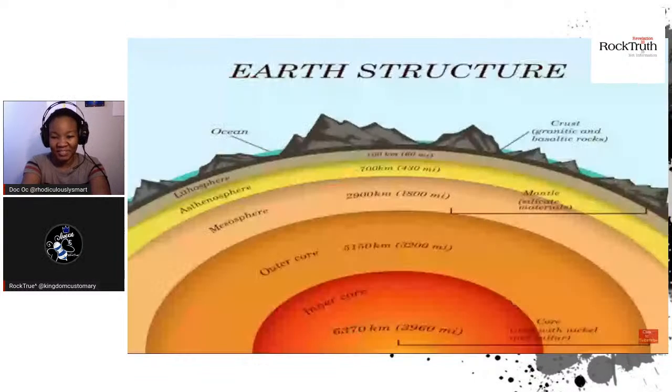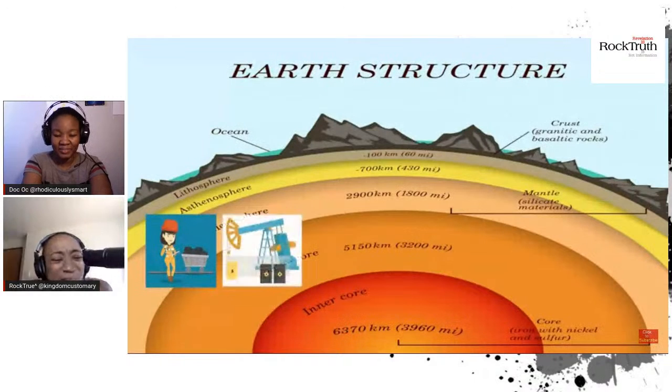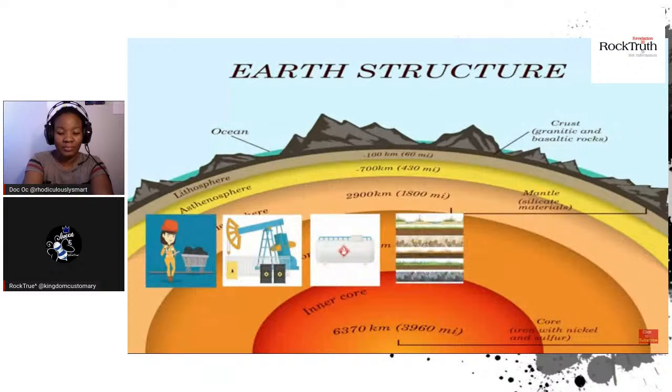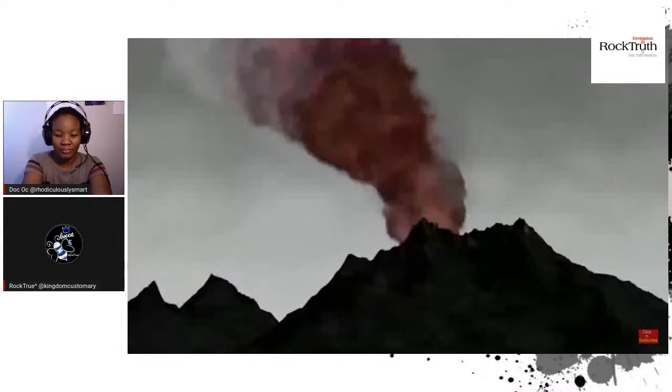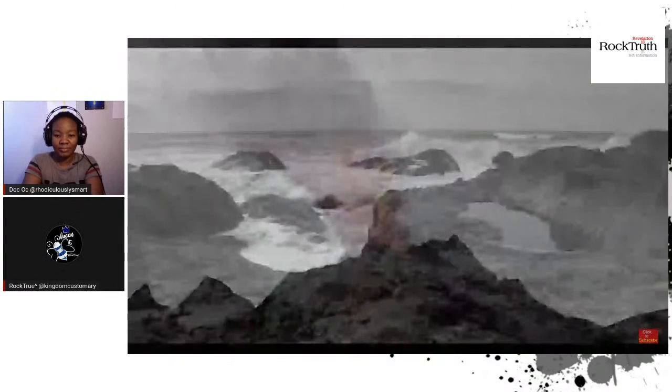Carbon in the lithosphere includes fossil fuels like coal, oil, and natural gas, along with deposits like limestone. And volcanoes may release some of this carbon stored in the lithosphere when they erupt. Up next, the ocean.